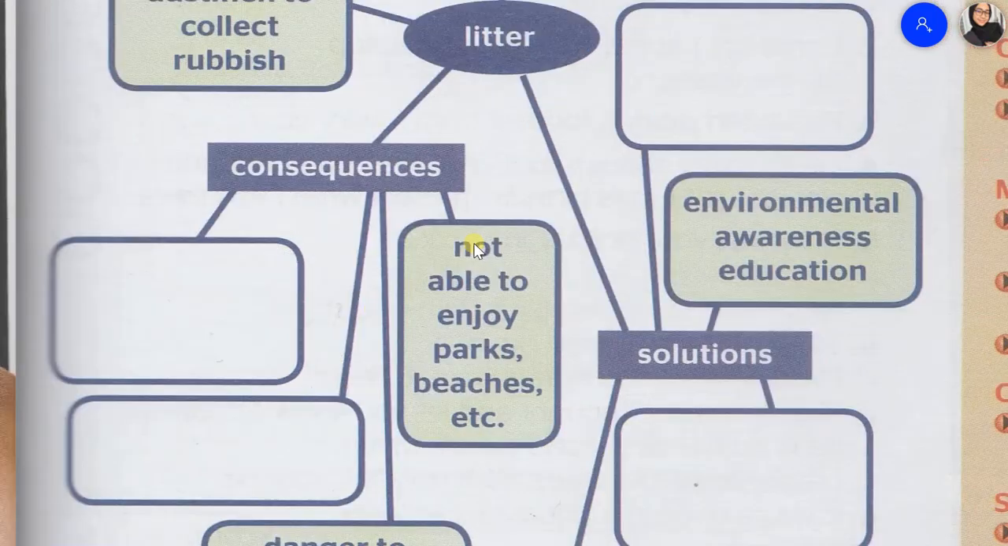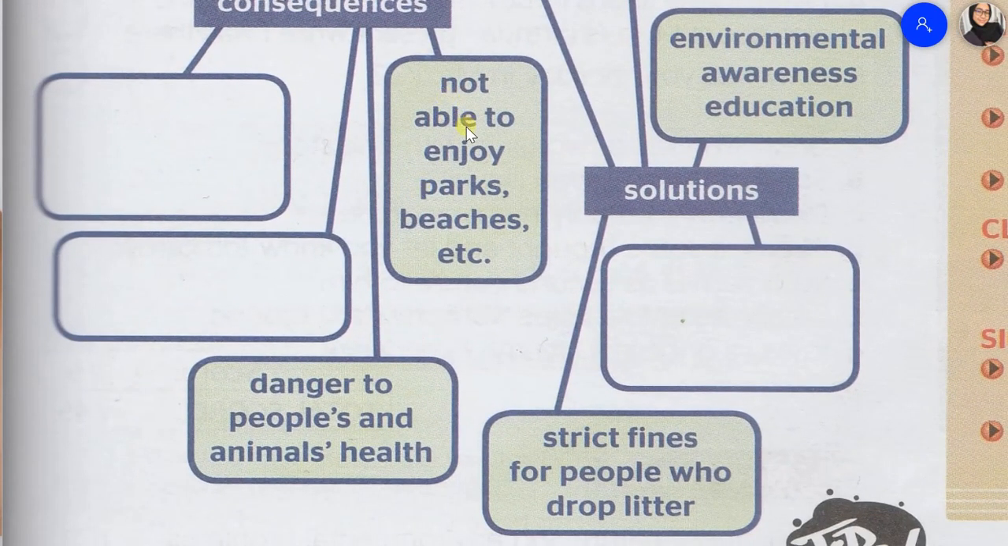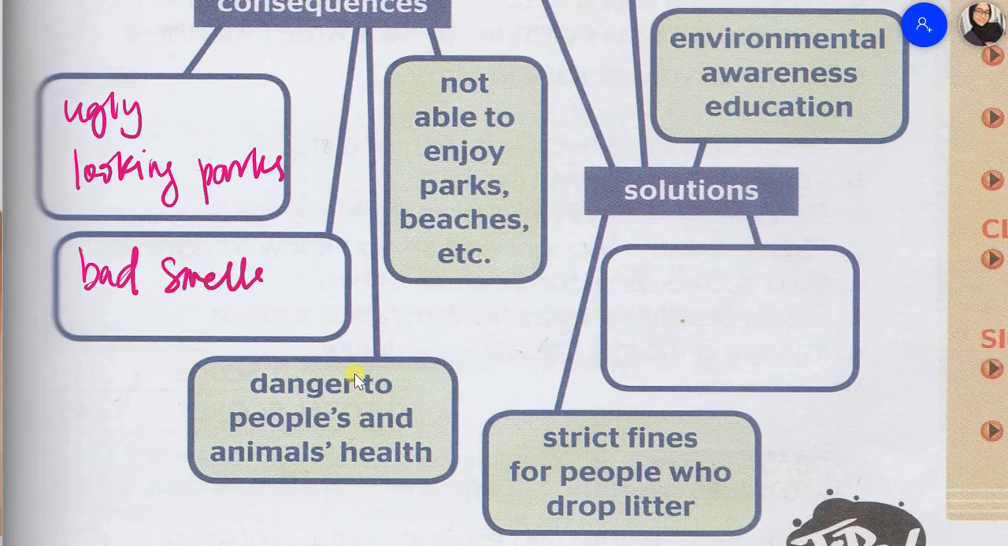What are the consequences? Okay, the one that is given here is not being able to enjoy parks, beaches, etc. Yes, and also the danger to people's and animals' health. True. What else? The park is going to be ugly looking, the surrounding or parks, and also it could give out bad smells. Yes, if the place you want to go for a stroll and get some fresh air is smelly, a place where rubbish is dumped, would you want to? Of course not, right?